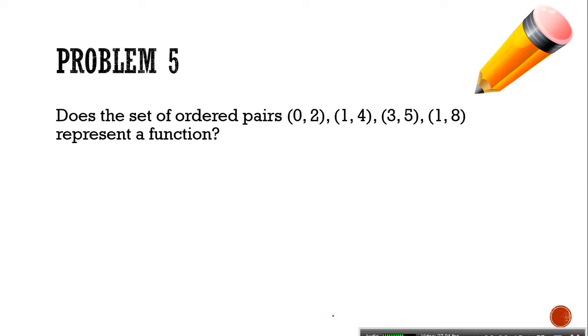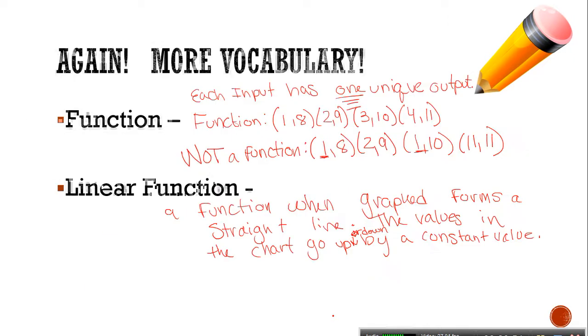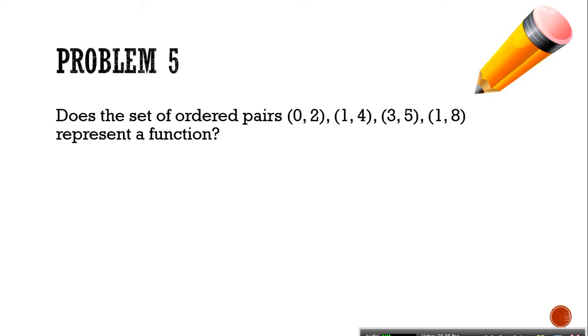Last problem for the night. Does the set of ordered pairs (0, 2), (1, 4), (3, 5), and (1, 8) represent a function? So if you look back at your notes, I said a function has one unique output for each input. So let's take a look here. Does each one of my inputs, aka my x's, have one y value paired with it? So if I look here, 0 is paired to 2, 1 is paired to 4, 3 is paired to 5, and 1 is paired to 8.